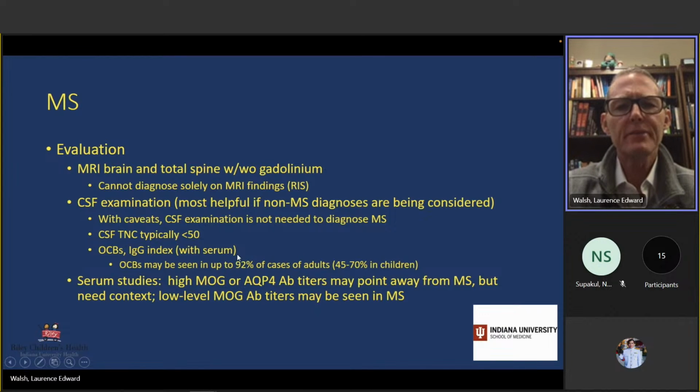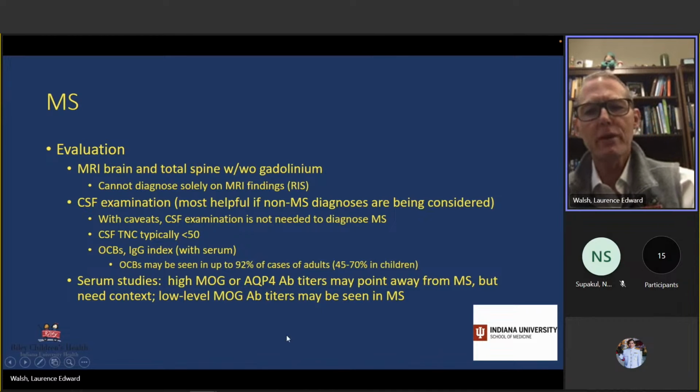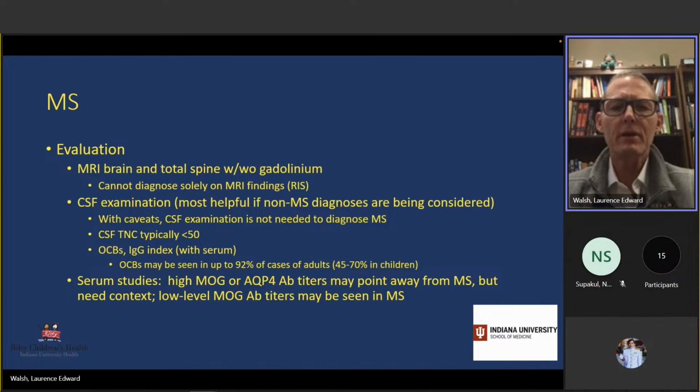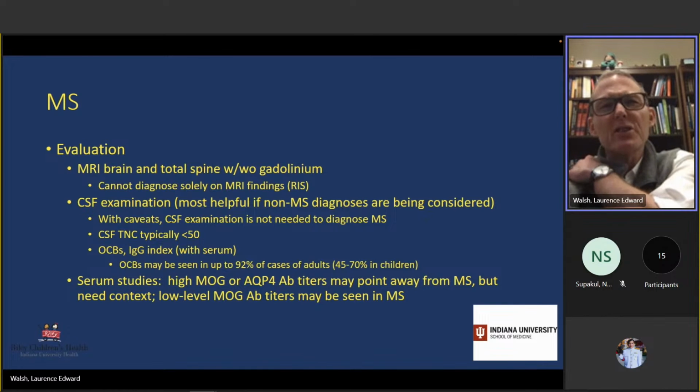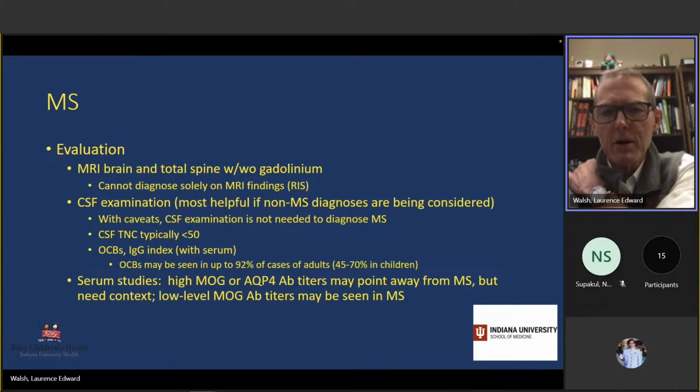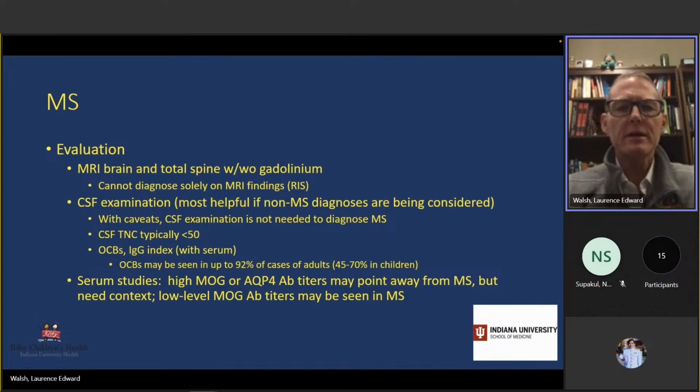In adults, it's very common to see these. In children, it's less common to see them, but certainly in a sizable minority or the majority of children, we see them. Serum studies, if you get high MOG titers or high aquaporin antibody titers, that points you away from MS. But one of the mistakes that we can make is to see low level, especially MOG titers, and say, oh, well, they have MOG. Well, they may not. They may just have MS. And this is a non-specific finding at low levels, and that's important for us.